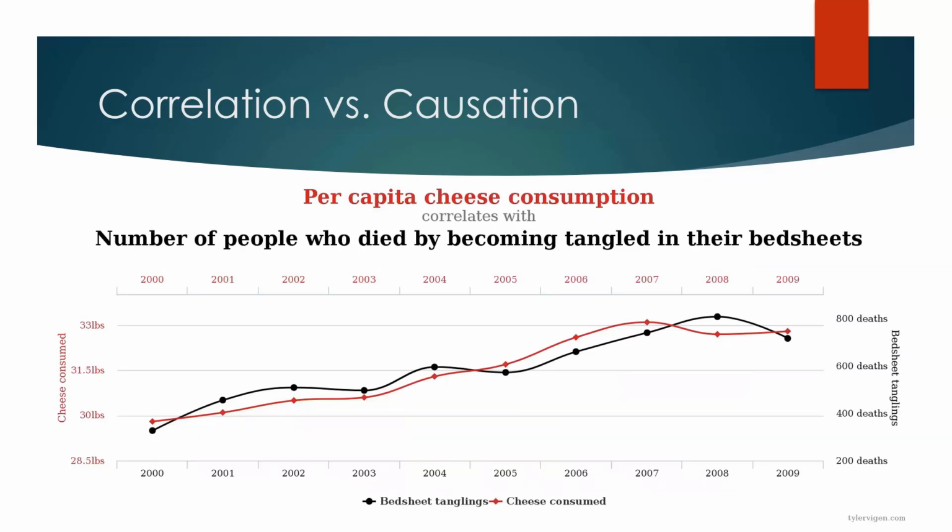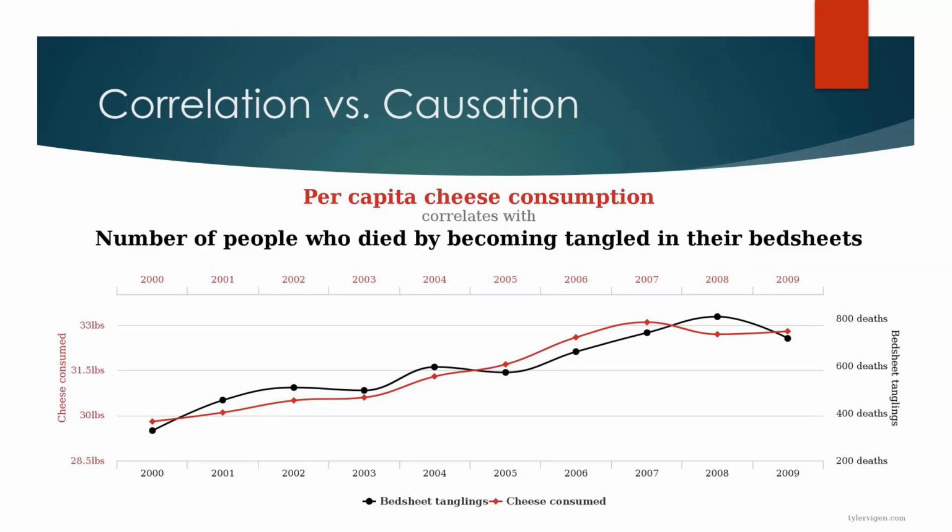So let's say that you are then presented this graph that shows the per capita cheese consumption, which means how much cheese is being consumed in a certain economic area. And you see that it's positively related with the number of people who have died by becoming tangled in their bed sheets. This is real data.